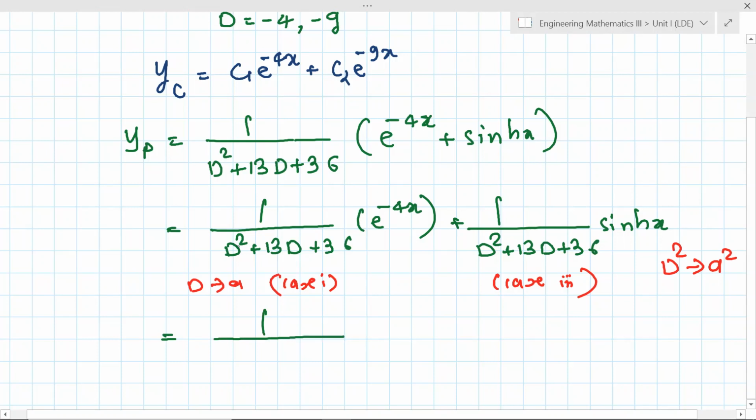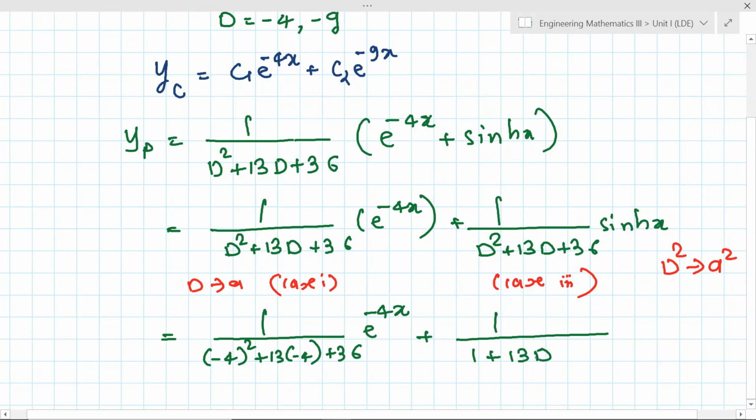So therefore we are replacing D by a. 1 upon, this is minus 4, so minus 4 square plus 13 into minus 4 plus 36, e raised to minus 4x, plus, now replace D square by plus a square. So what is here? a is 1. 1 upon, 1 square means 1, it is 1 plus 13D plus 36 into sine hyperbolic x. Okay, so hope you have got this.